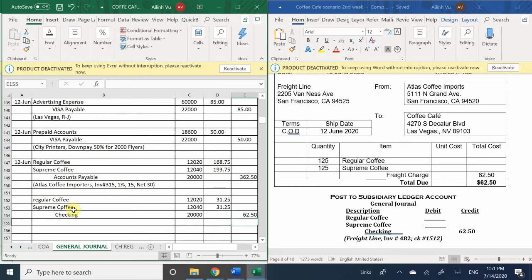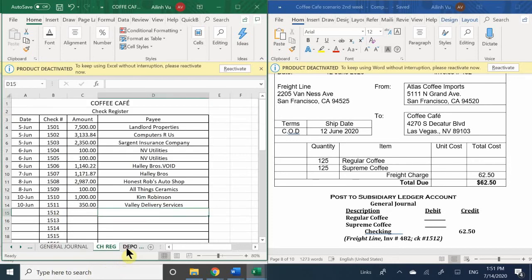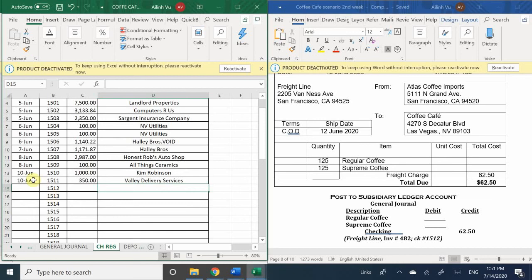Okay, good. So here I wrote a check, so let's do that first. That's the very first thing we need to do. We need to write a check. So here I'm in my checkbook, or my check register, and I'm going to indicate right here that I wrote a check on the 12th of June, and my check number is going to be 1512 for $62.50, and my vendor is going to be Freightline.